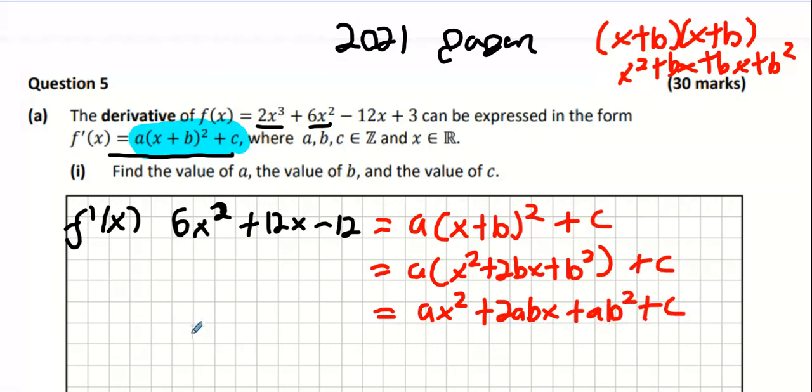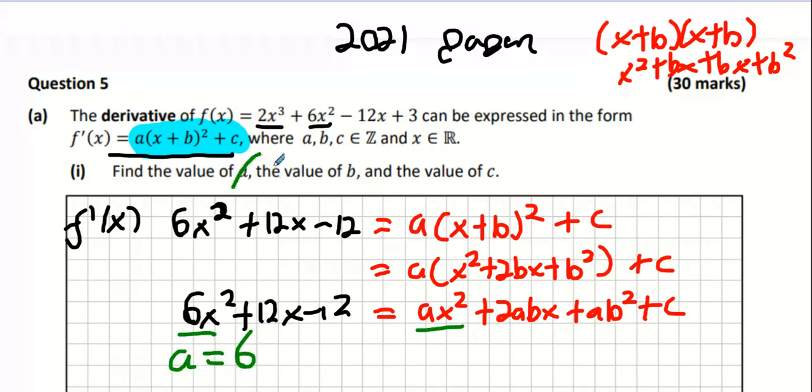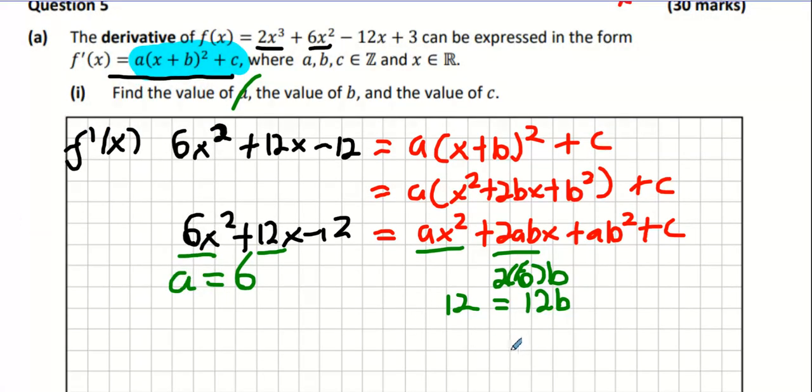Now, when you compare both sides to each other, here's what you're going to get. You're going to get 6x squared equals ax squared. This must mean a equals 6. Done. Then we know that 2ab is going to be 2 times 6 times b, which is actually 12b. 12b must equal 12. And this implies that b must equal 1, because b will be 12 over 12, which is 1.